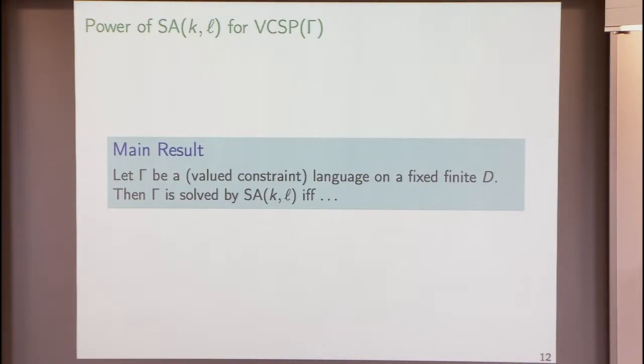Then gamma is solved by SA(k,l) if and only if some condition. So the condition is going to be algebraic. I'll spend the next 10 minutes explaining the words that are used in this theorem. If you saw Andrei Bulatov's tutorial at the boot camp, he talked about invariants. Often when we can identify some invariants that are preserved by computational complexity, then we can get some handle on classification. And so these algebraic properties I'll talk about are of that form.